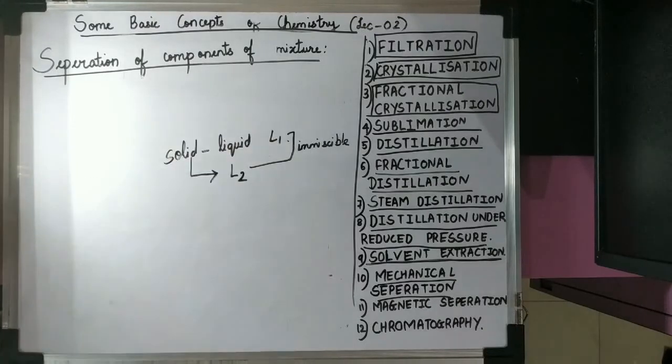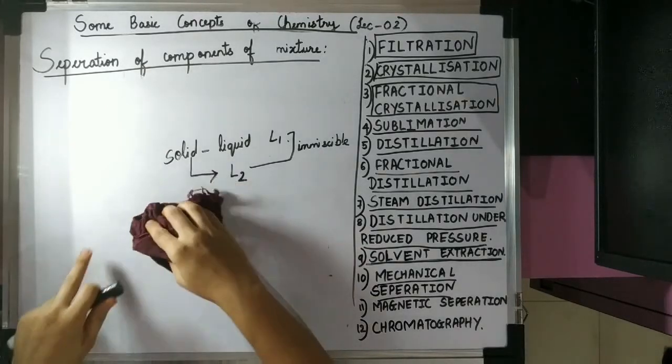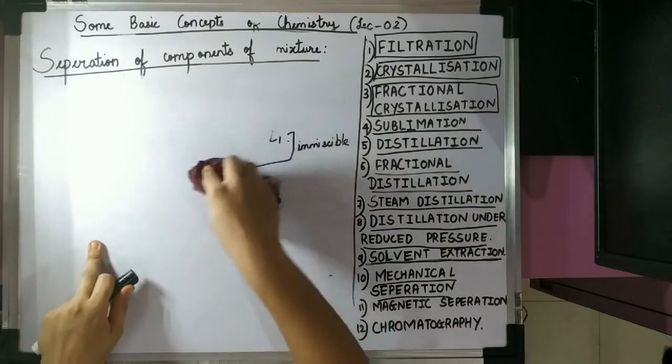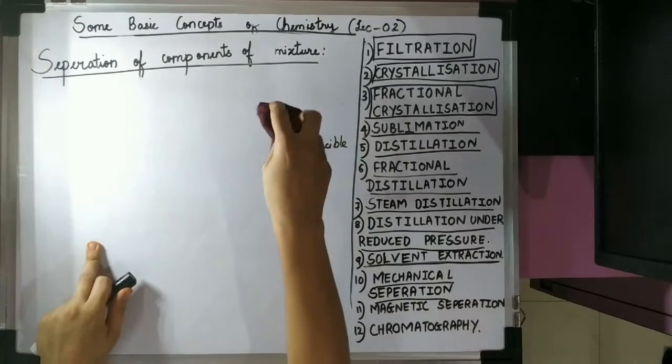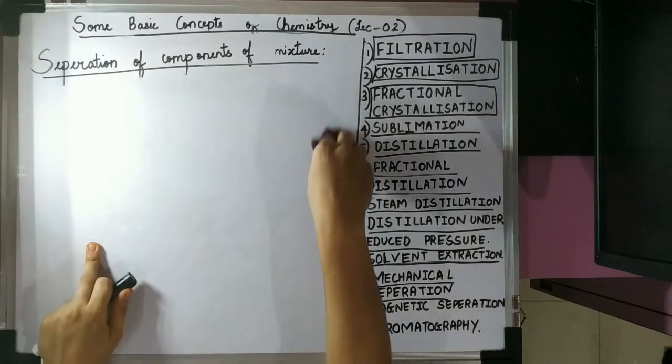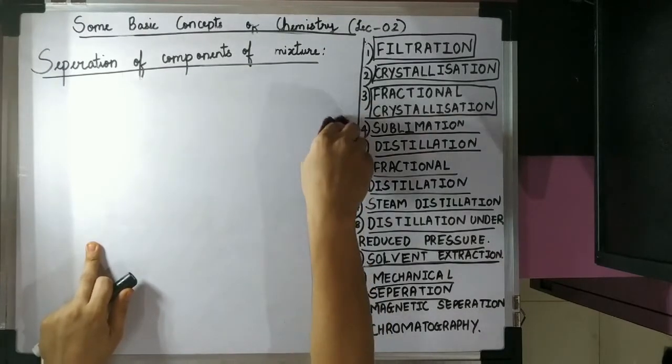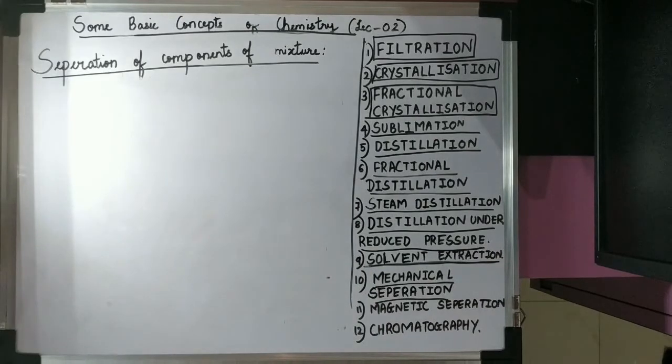Then there is magnetic separation. As the word says, a magnet is used. A magnet is used to separate a ferromagnetic substance, which is a substance highly attracted to a magnet, from a substance which is diamagnetic, meaning it is not attracted to the magnet.